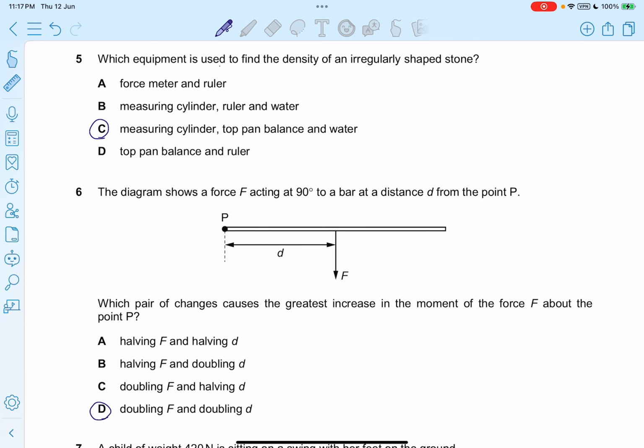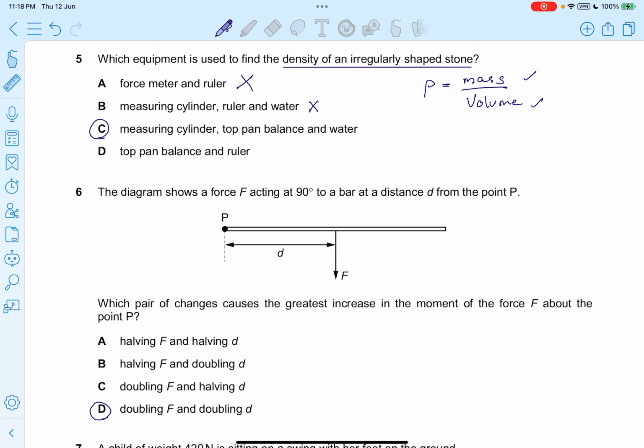Number 5, which equipment is used to find the density of an irregularly shaped stone? So force meter and ruler. You don't use this to find density because density is, as you remember, mass divided by volume. So you need an equipment to find the mass and an equipment to find the volume. So A does not fit this. Number B, measuring cylinder, ruler, and water. You can't really use the ruler to find the mass. So B is also wrong.